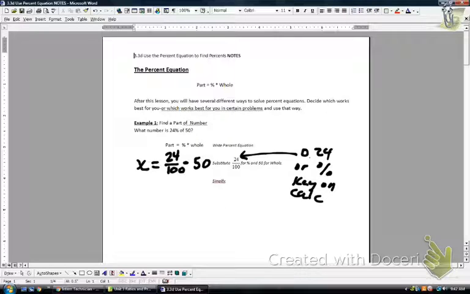So again, I don't care which way that you use. You might make yourself a note like I just did, or you need to kind of remember that. So then in your calculator, you're going to do 24% times 50, or you're going to do 24 divided by 100 times 50. So, whichever way makes the most sense. So go ahead and do that in your calculator, and when you do that, then you get x equals 12.